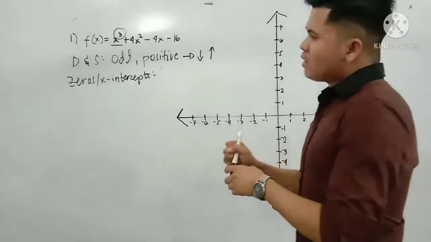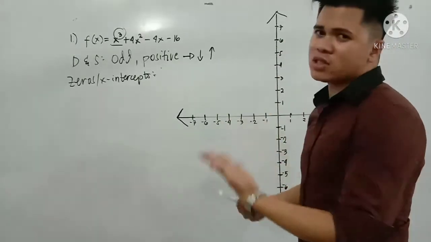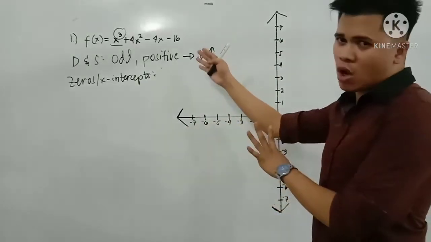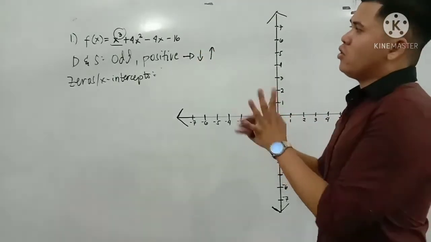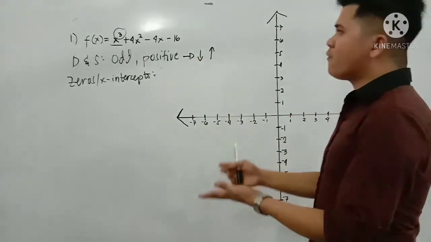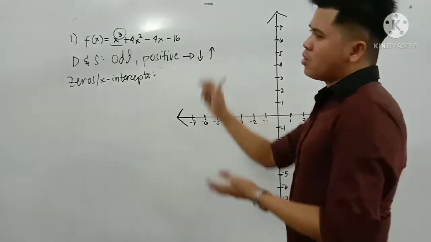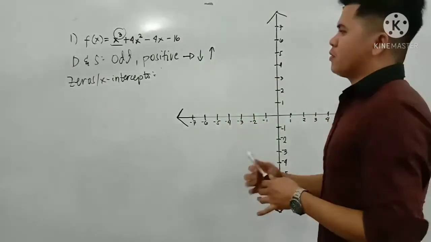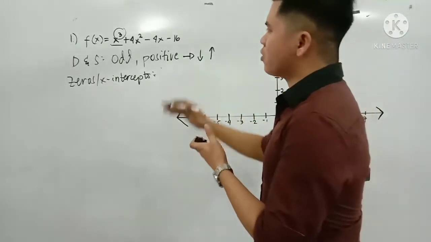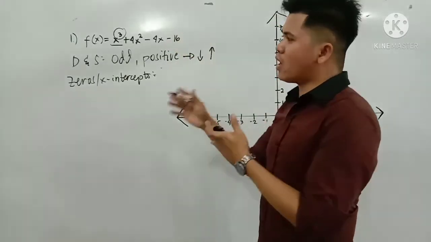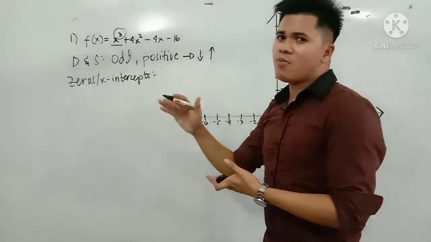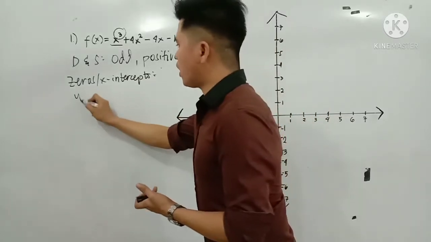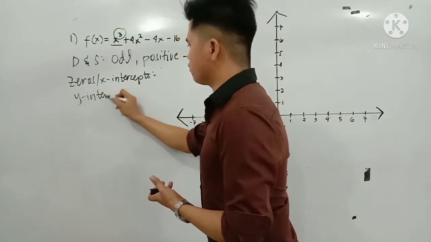Now, we can find the zeros or the x-intercept by using synthetic division. Or you can use the factoring method if the given polynomial is factorable. But since we are not able to easily find the zeros, I have to jump to the other important item, which is the y-intercept.